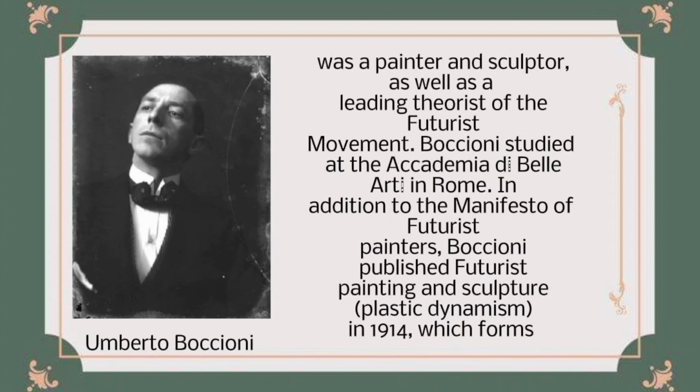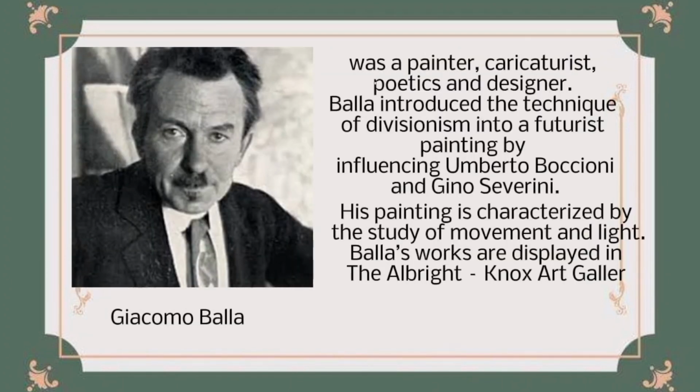His work can be found in the Peggy Guggenheim Collection in Venice, the Museum of Modern Art in New York, and the Metropolitan Museum of Art in New York. Second is Giacomo Balla. Giacomo Balla was a painter, poet, and designer. Balla introduced the technique of divisionism into Futurist painting by influencing Umberto Boccioni and Gino Severini. His painting is characterized by study of movement and light. Balla's works are displayed in the Albright-Knox Art Gallery in New York, the Peggy Guggenheim Collection in Venice, and the Estorick Collection of Modern Italian Art in London.